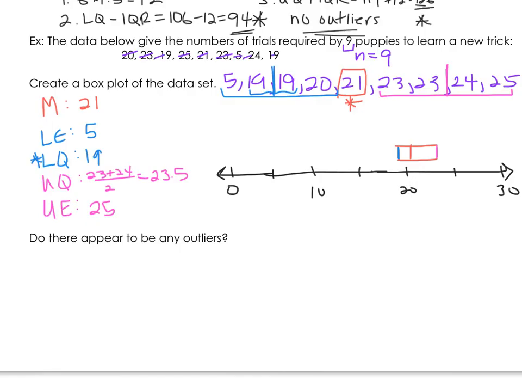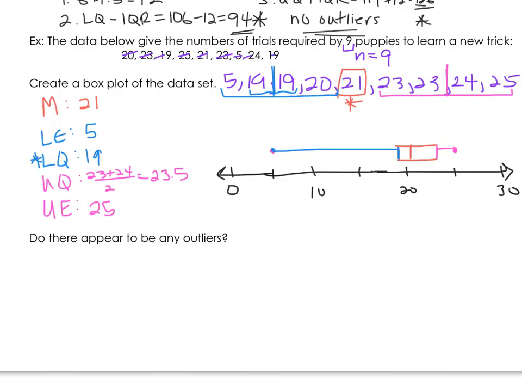Now take a look at my lower extreme. It's way down here at 5. I'm guessing that might be an outlier when we're done. So, oops, got to connect it in blue, wrong color. There we go. We'll connect that all the way to the left. I tried to get it to the middle, but that's as good as that one's going to get for me. On the right, 25. That's not too far away. I'm guessing that might not be an outlier. There we go. So there's our visual representation of our data.